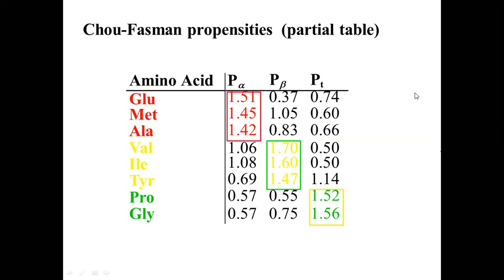Glutamic acid has the value 1.51, that is the alpha propensity of the specific amino acid. Yes, sir. Sir, I have put on the hands-free now. Sir, your voice is not coming through.